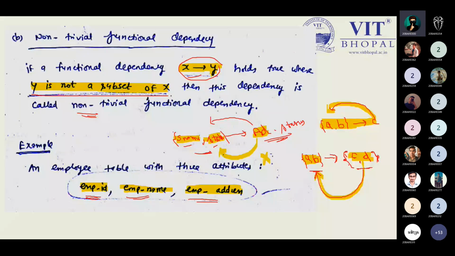Like anything which is not included in the superset. Like A, B, and C is not a subset of the A and B combination. Super, it's a brilliant answer.